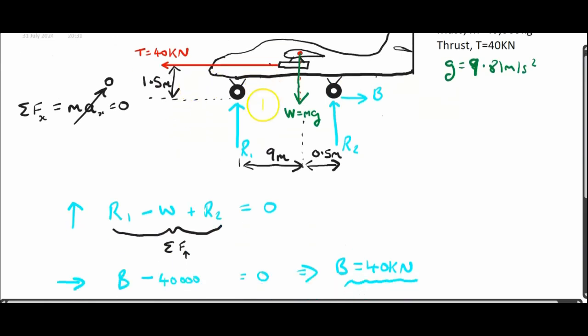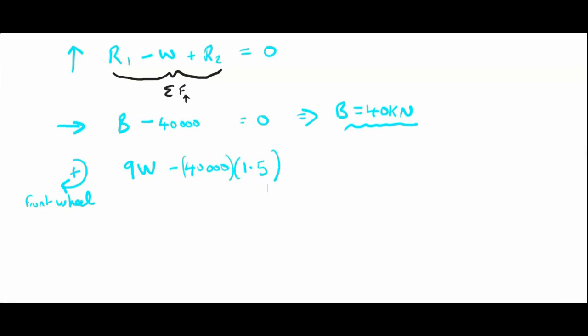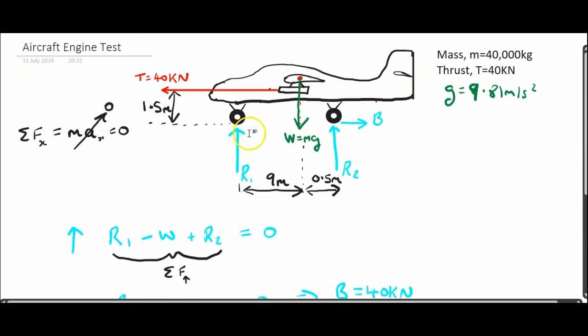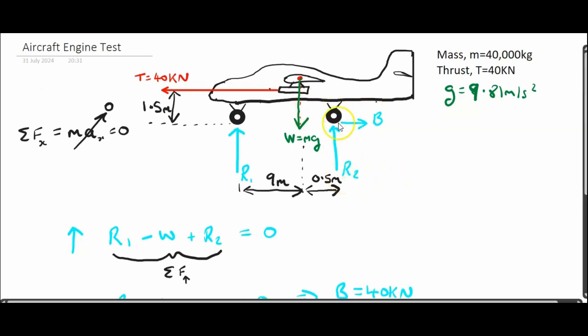So let's write that in. So we've got minus 40,000, and then the distance was 1.5 meters, isn't it? And then we've got another force, the R2 reaction force, that is also going to produce a moment about the front wheel, because that has a distance of 9.5 meters away from it.